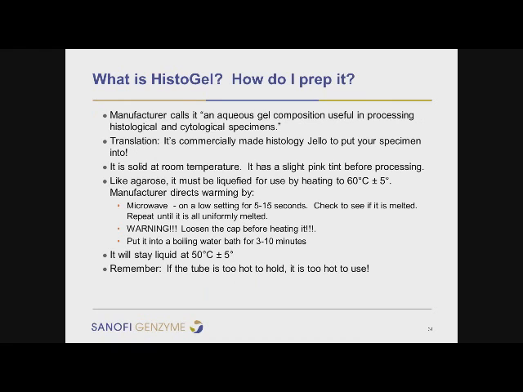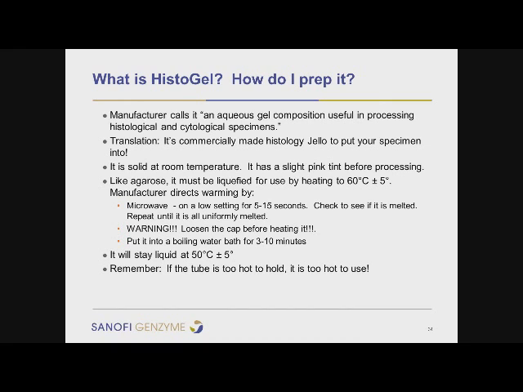So I decided to use histogel. And what is histogel? Well, the manufacturer calls it an aqueous gel composition useful in processing histological and cytological specimens. That's a mouthful, but really it's just commercially made histology jello. It's a solid at room temperature, and it has that nice pink tint to it before processing. After processing, it comes out clear.